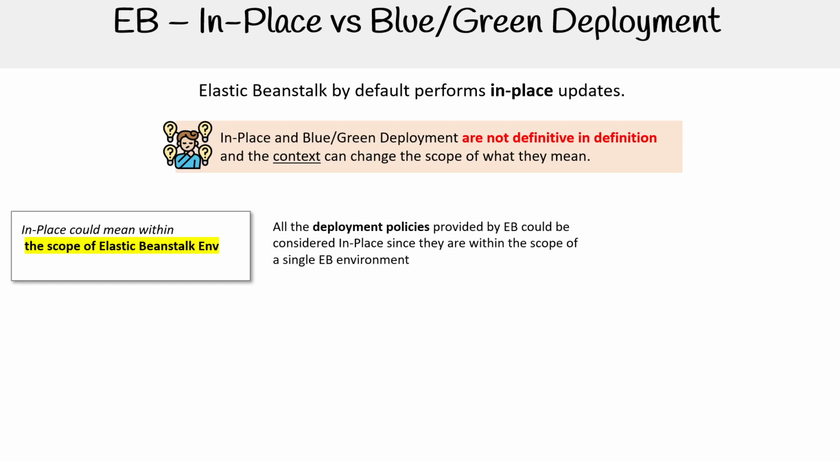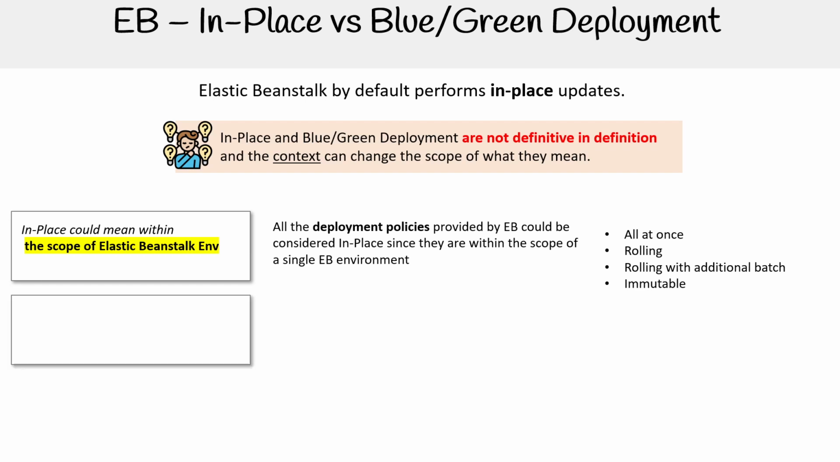But things that are definitely in place to me would be all at once, rolling, rolling with additional batch, and immutable, because these are all policies that would be considered in place according to AWS. The next one is that in place could mean the scope of the same server, so not replacing the server, if you consider the environment the entire server, right?